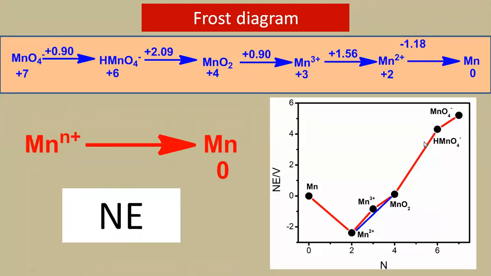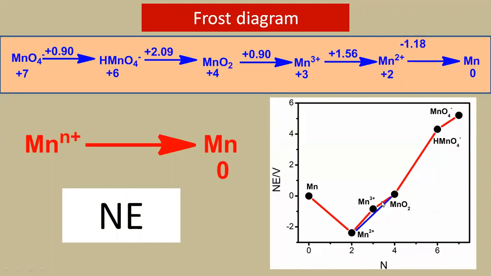Now this is what I have drawn in Origin. You can see that the lowest one is manganese 2 plus. That means out of all the oxidation states, manganese 2 plus is the most stable oxidation state.